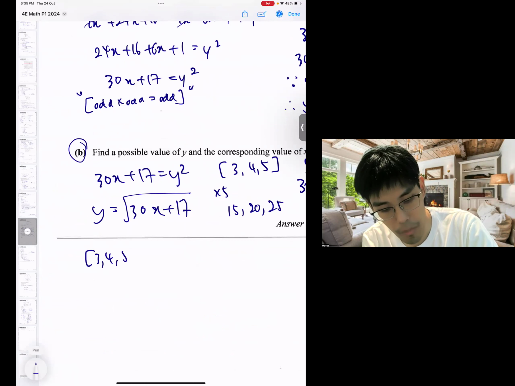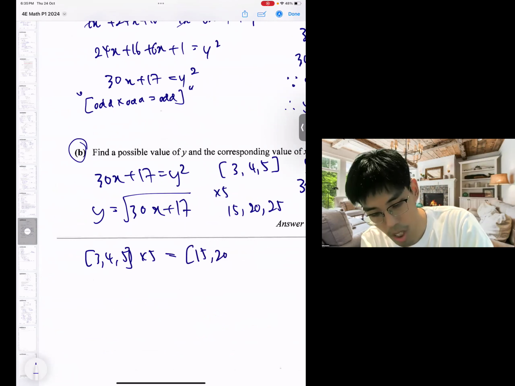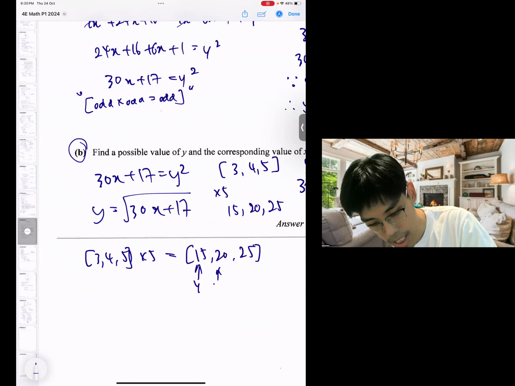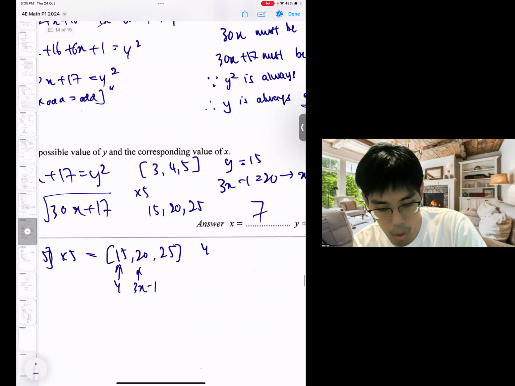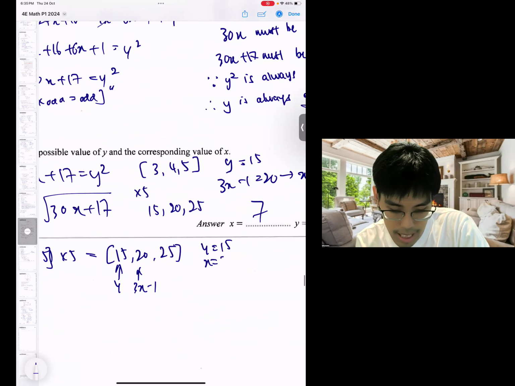Okay, this one extra. I times 5. So this gives me 15, 20, 25. So this is my y. This is my 3x minus 1. Solve from there. So here, my y is 15, my x is 7.